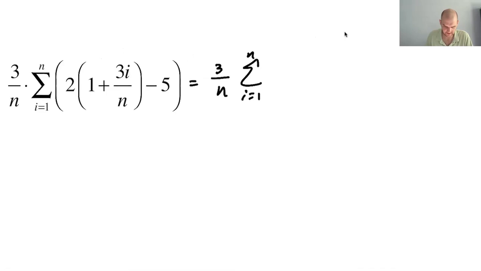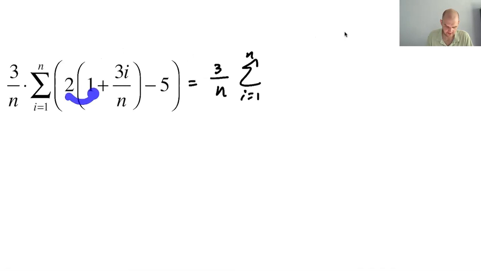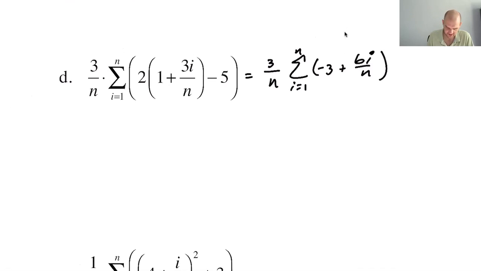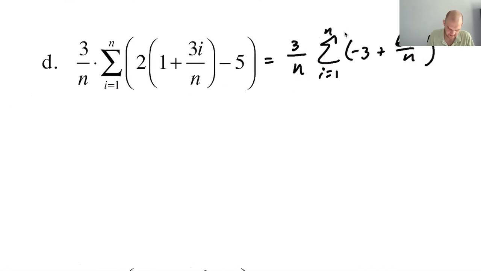1 to n. All right, so we've got 2 and then minus 5, so that's minus 3. And then we have 2 times this, so we have 6i over n, so plus 6i over n. So that's when we simplify. Now I'm going to take the step where I break this up a little bit. So it equals negative 9 over n from 1 to n.